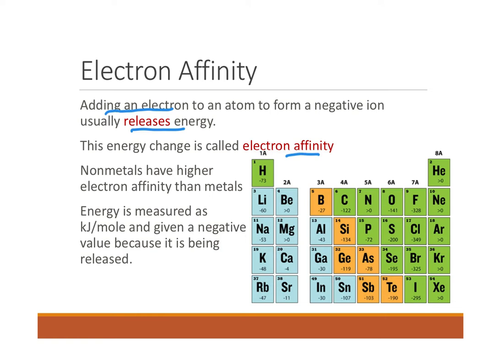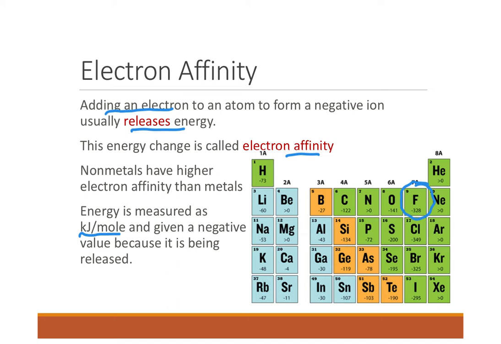Nonmetals tend to form negative anions, and so they have higher electron affinity. In fact, fluorine is at the top here. Electron affinity is measured as energy. Energy is measured in kilojoules per mole, which is a unit that we'll be dealing with a little bit more in the second half of this course.